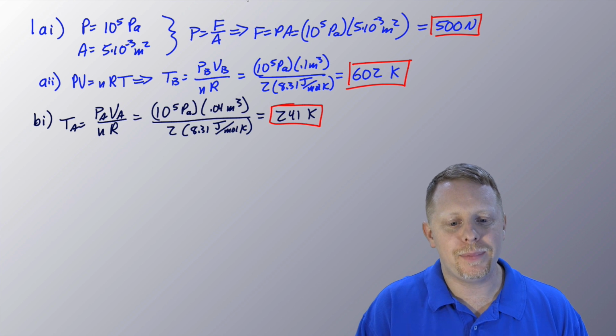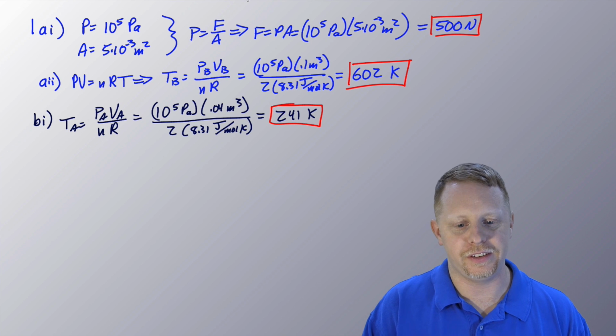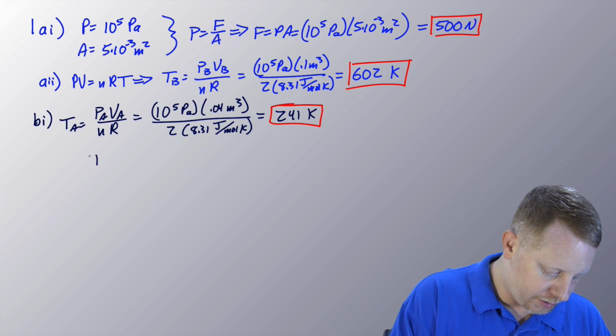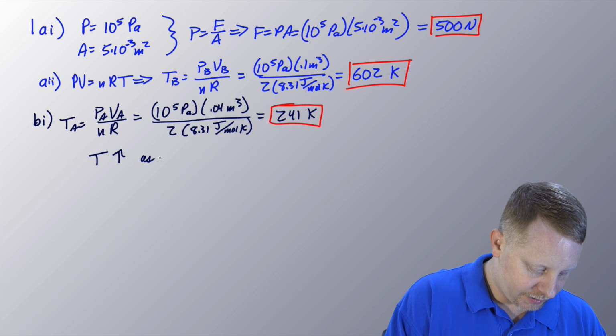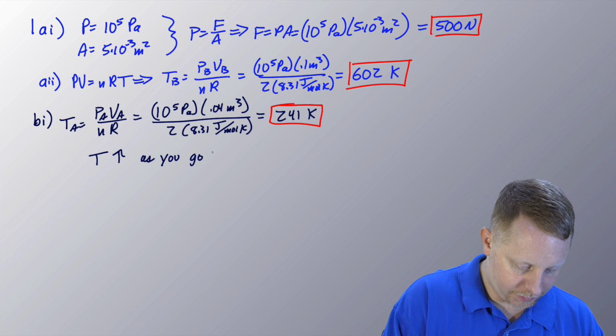All right, so what happens? We've got a temperature increase as you go from A to B. So T increases as you go from A to B.